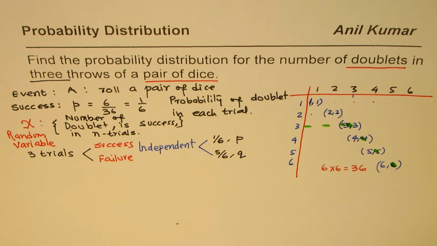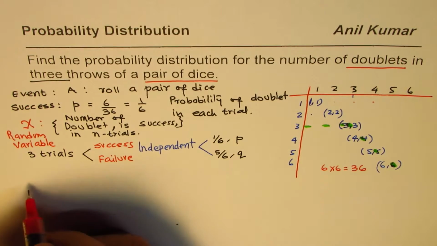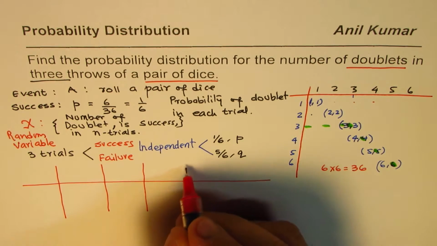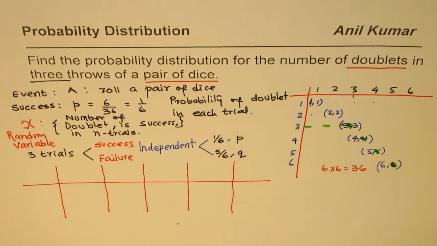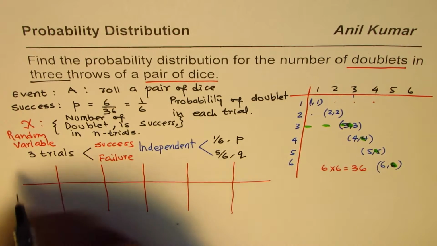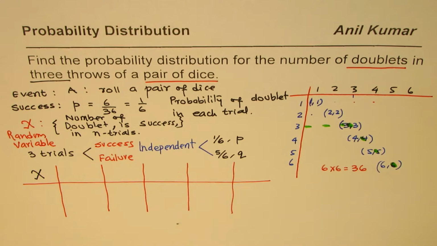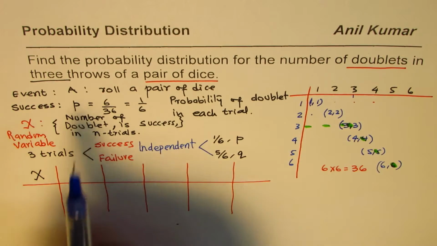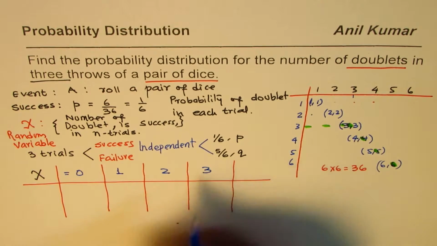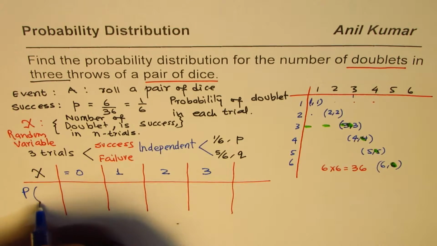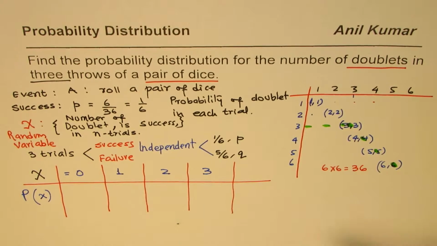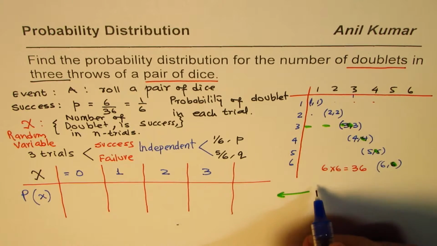Now the question is, find the probability distribution for the number of doublets in 3 throws of a pair of dice. When we say probability distribution, it means that for each value of x, we have to write down the probability of getting that many successes. Do you get the idea? For the variable X, which we have defined, it could be equal to 0 successes, 1 success, 2 successes, or all 3 times. Is that okay? Now the probability for each little x gives you the probability density. So this column here gives you the probability density.